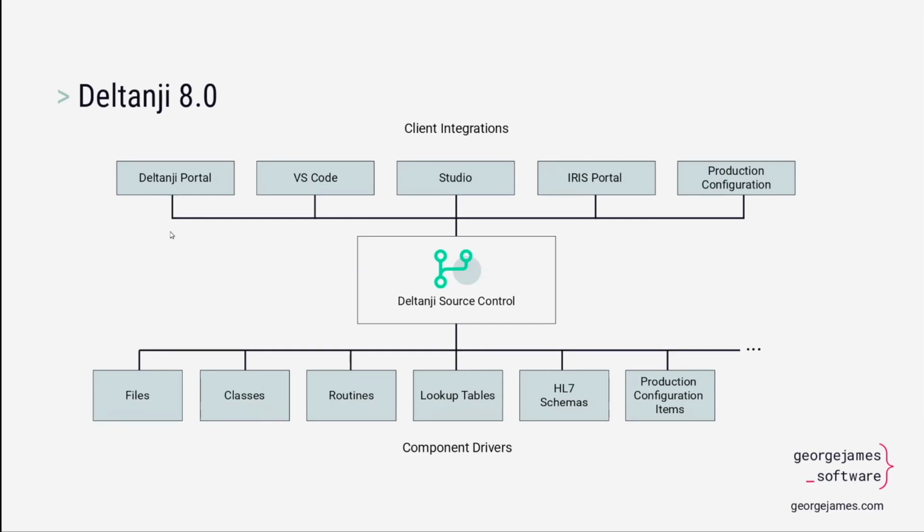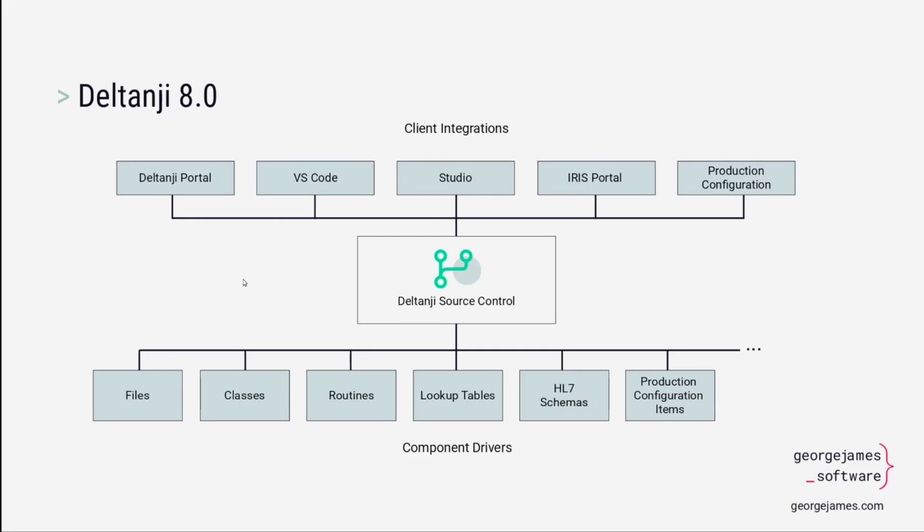So the first one on the list here is the Deltanji Portal. In previous versions of Deltanji, we used to refer to this as the browser user interface or browser UI, which was always a bit of a mouthful. So we figured it's high time we gave it a proper name, and actually ranked it up there along with all our other client integrations as ways of interoperating with Deltanji or interacting with Deltanji. So Deltanji Portal is the new name for the browser user interface, and I'll be showing you more of that in a moment.